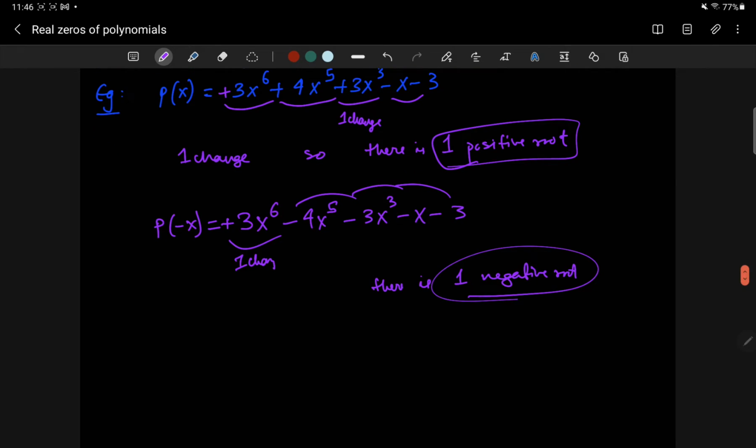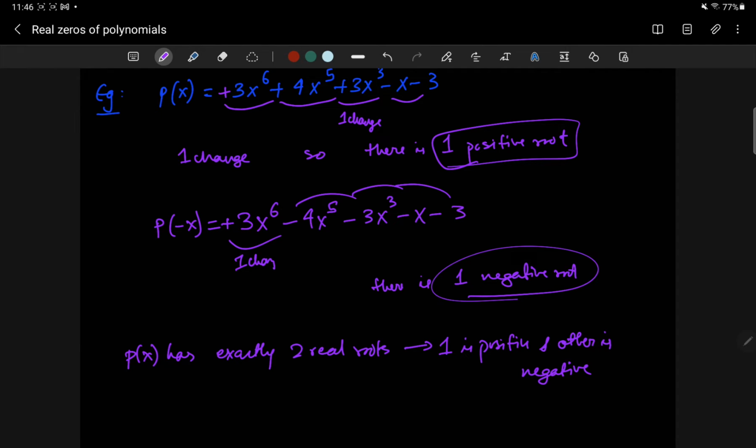So what we know from this is that this p of x has exactly 2 real roots, and of that one is positive and the other is negative. Okay, by real roots we mean roots that are real numbers. Now there are complex numbers as well, so that's what is happening here.